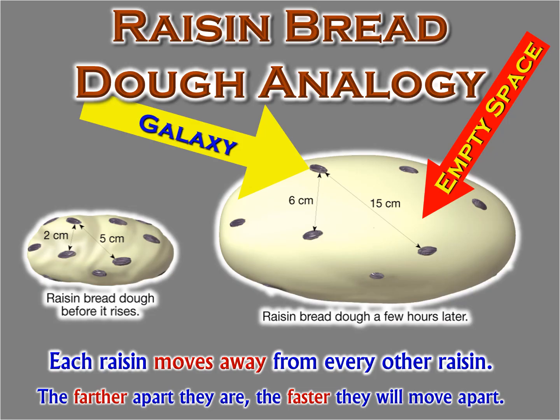So now think about how that relates to the raisin bread dough analogy for the expansion of the universe. All of the raisins that are closer to each other are moving apart, but not as quickly as the raisins that have a greater distance between them. They're moving apart faster. This is exactly what we see with the expansion of the universe. Galaxies that have a greater distance between them already expand at a faster rate. So that's why this analogy is such a good example of the expansion of the universe.